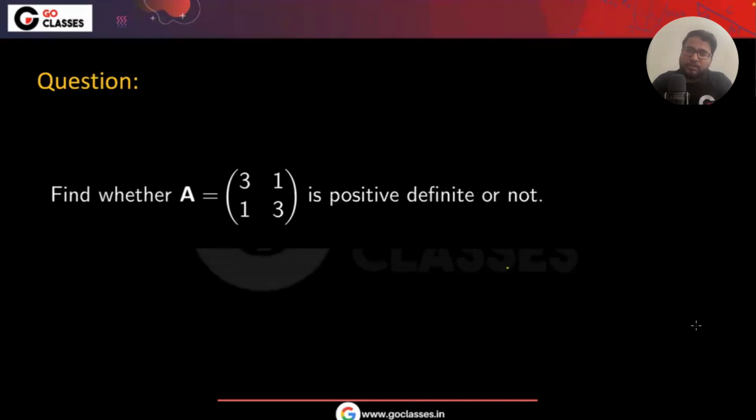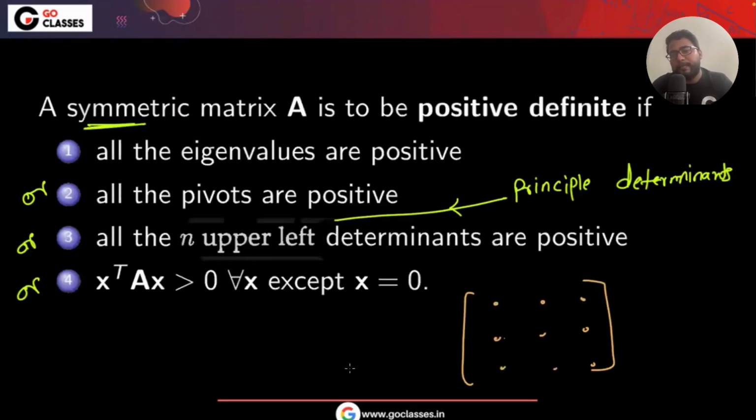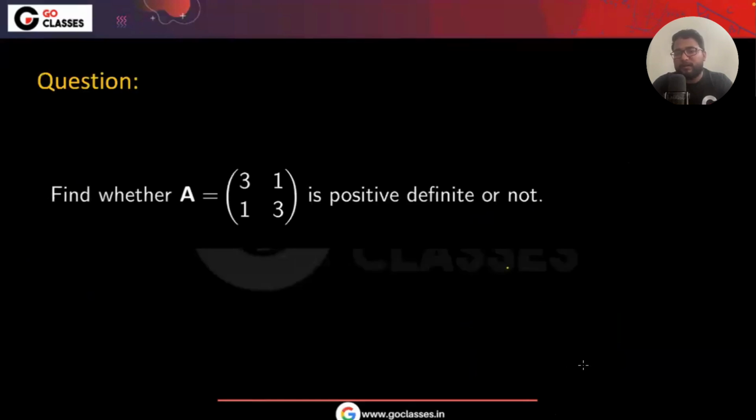But let's see how to classify whether this matrix is PD or not using the fourth condition. Let's try to understand the fourth condition. What does this fourth condition say? That if the matrix is said to be positive definite, then it has to satisfy this condition for all x. Obviously x cannot be 0, otherwise it will be 0, which is a trivial case. But for all other x it has to be satisfied. So let's check whether x transpose Ax is satisfied for all x or not.